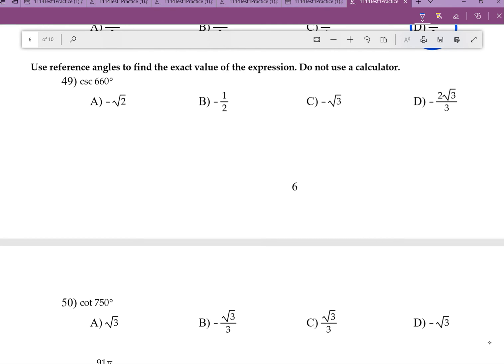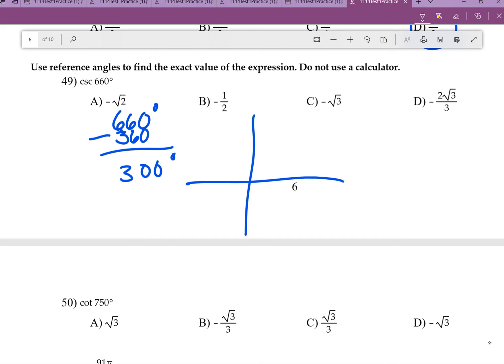All right, so we have cosecant 660 degrees, and we want to find the value. So if we take 660 degrees, and we take away 360, that leaves us with 300 degrees. Okay, so if we look at this in terms of the rotation, 300 degrees puts me about here, leaving me a 60 degree angle here. So I, in essence, have a 30, 60, 90 triangle. I'm looking at cosecant.